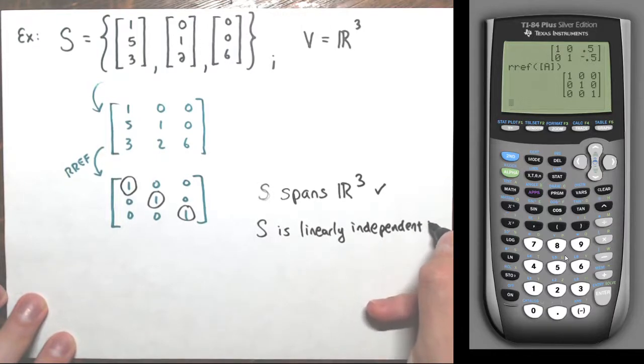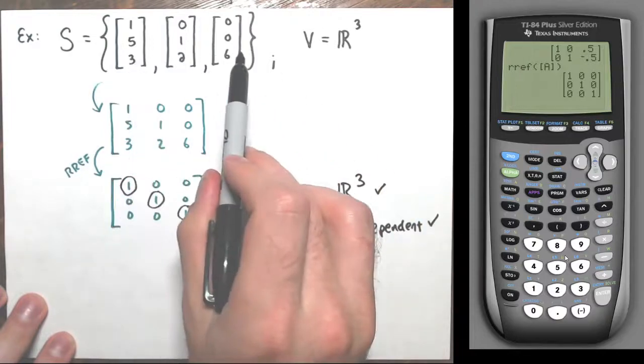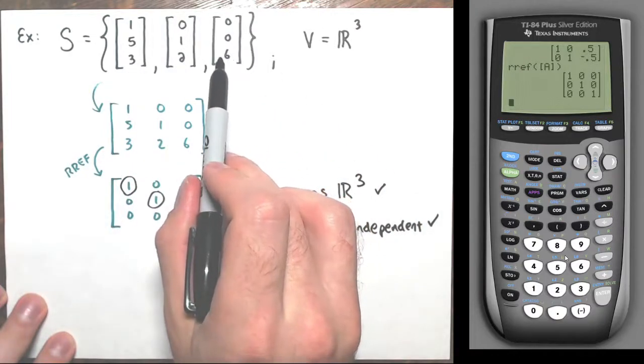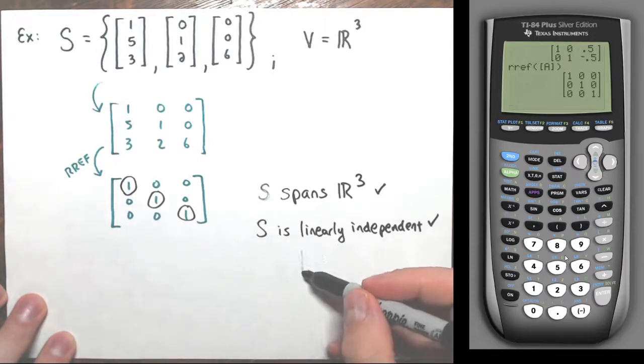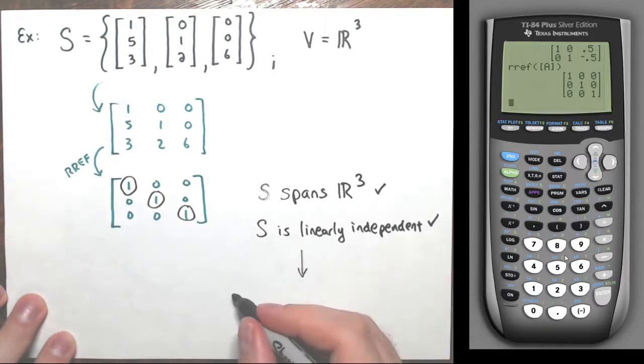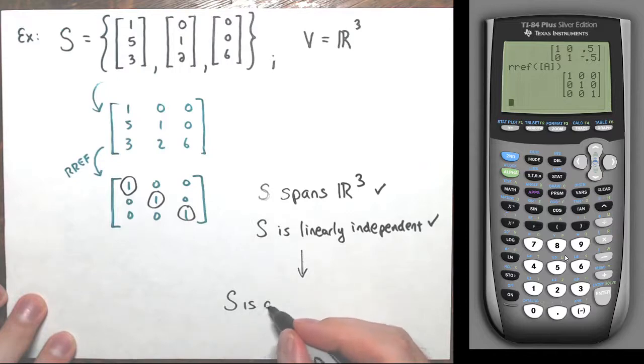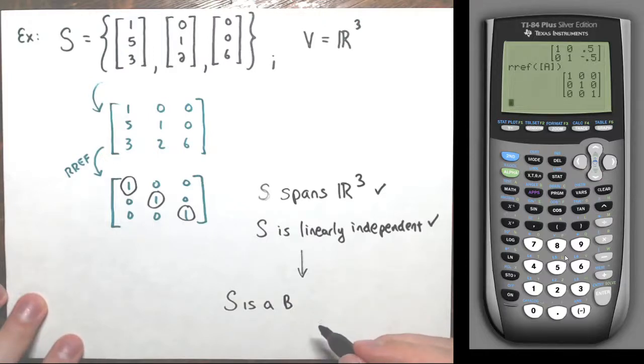That means that any of these vectors, pick a vector, cannot be written as a linear combination of the other two. And since both of these hold, S is a basis, a non-standard basis. I showed you what a standard basis was. Any other basis will be a non-standard basis, but I'm not going to write that. S is a basis for R3.